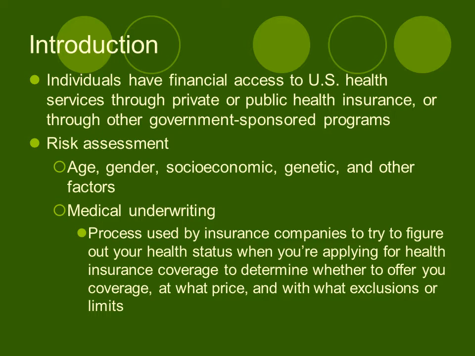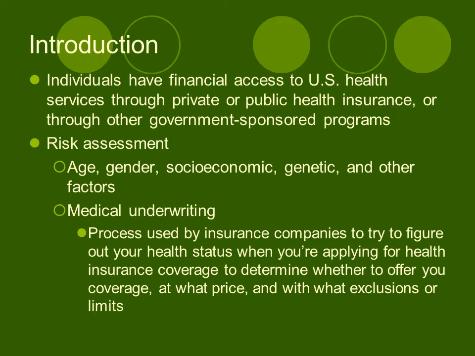Individuals have financial access to U.S. health services. Okay, that may be done by way of private or public health insurance. It can also be done through government-sponsored programs. So those may be programs, for example, Medicare, Medicaid, TRICARE. Anything that is sponsored by the government gives individuals access to financial services.